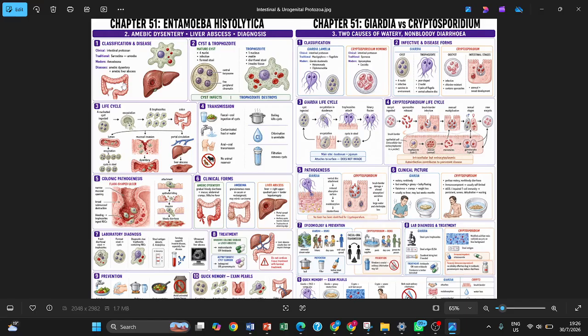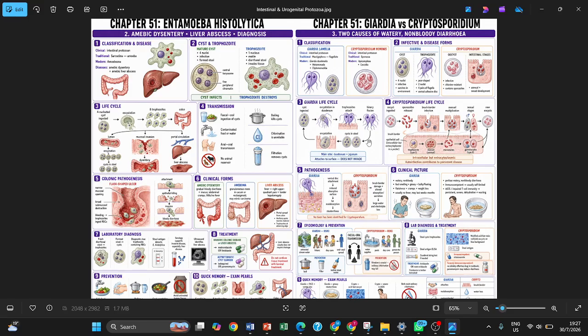Now, that's the life cycle of Entamoeba histolytica, and then the life cycle of Giardia. You've got the ingested cyst, then excystation. You produce binucleate trophozoites. They have ventral discs, which attach to the mucosa, and then they irritate, reduce the absorptive surface, and you get malabsorption and so on.